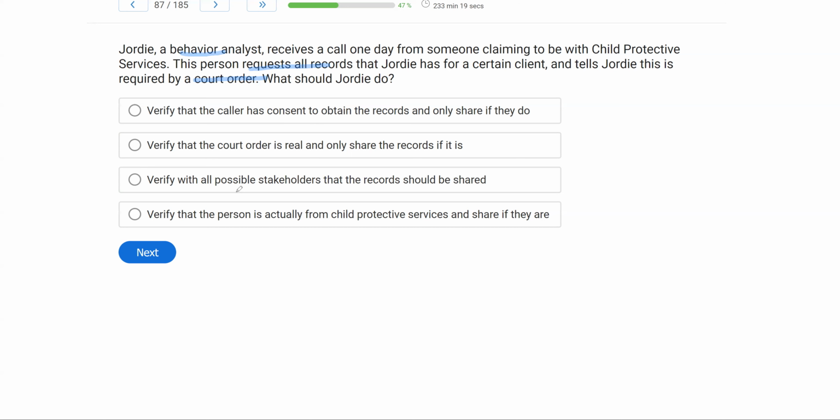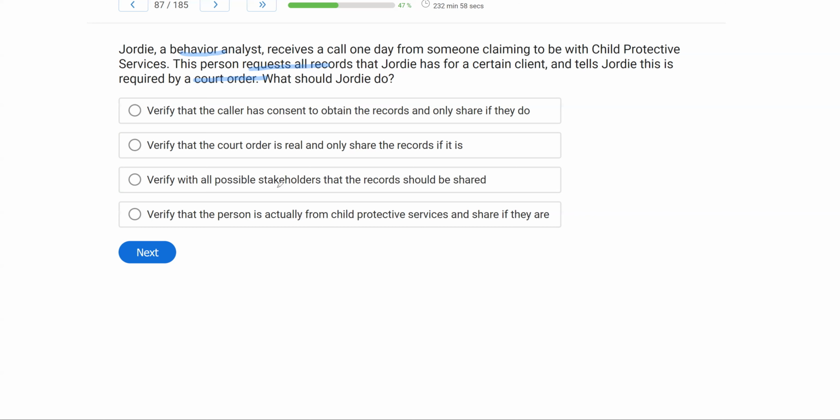C, verify with all possible stakeholders that the records should be shared. Now, verify with all possible stakeholders. Think about all the possible stakeholders a client could have. We could have parents, we could have grandparents, we could have teachers, we could have other therapists. It's just not feasible to go to every single stakeholder and ask, well, should these records be shared?